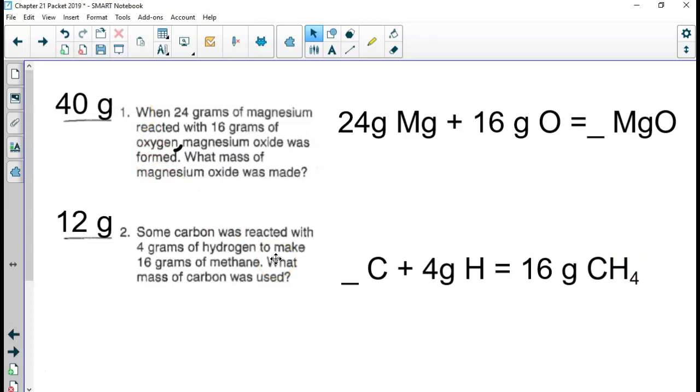This is a cool skill. You will have maybe one test question that kind of looks like this, but it's something that you'll do a lot more in high school chemistry later on.